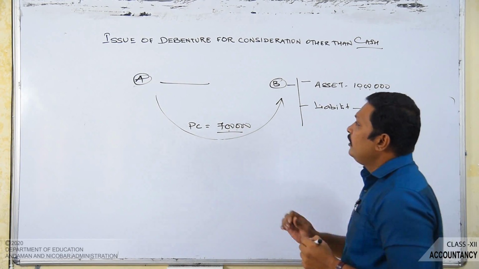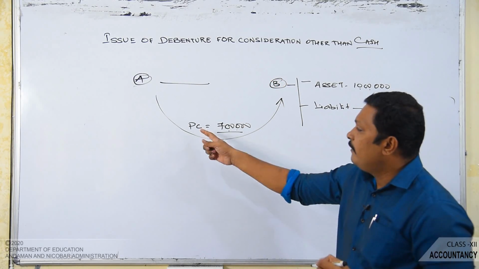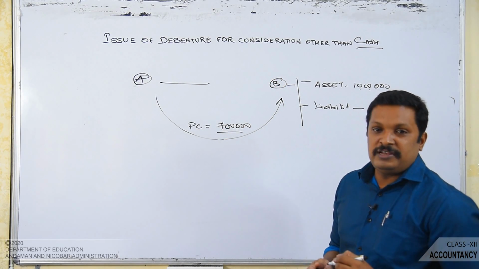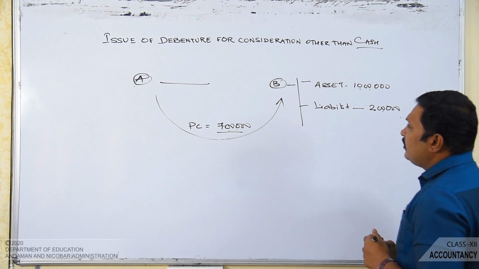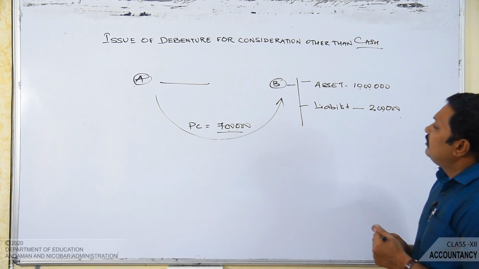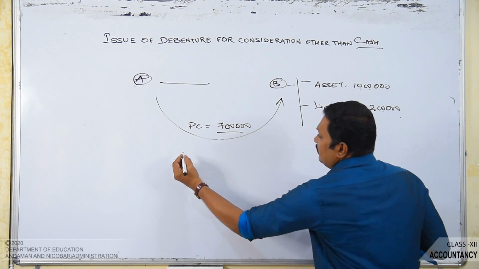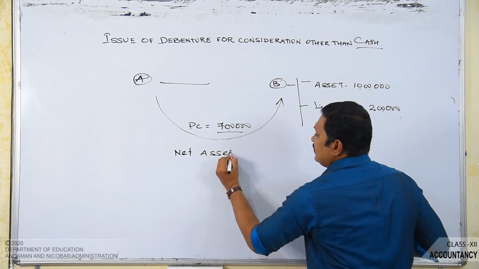Now they agreed that A will purchase the B business at rupees 7 lakh. That is called purchase consideration, selling price, or purchase price we can say. Now whether A is getting loss or benefit, how to check? The easy way to calculate is to calculate net asset. What is net asset?